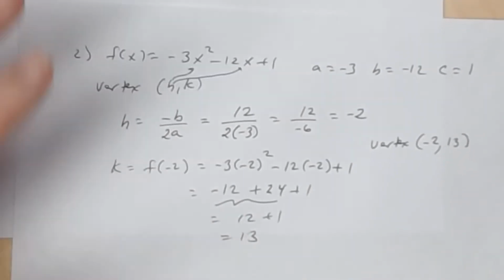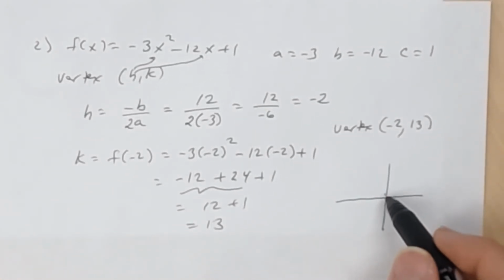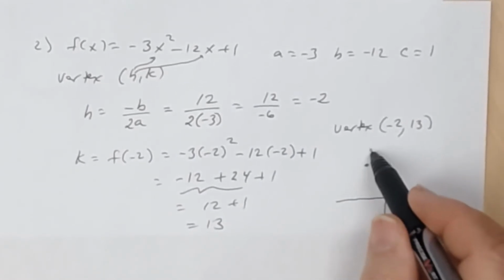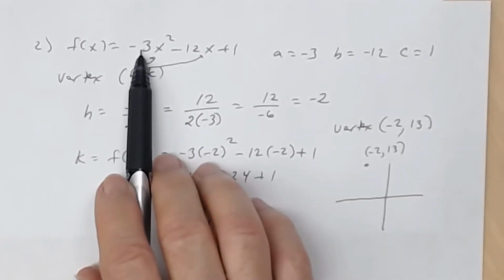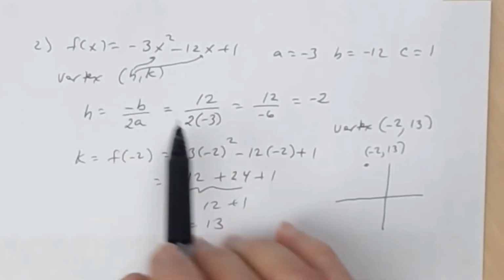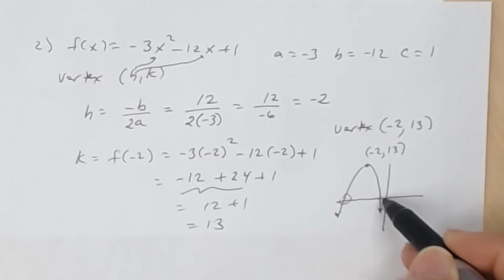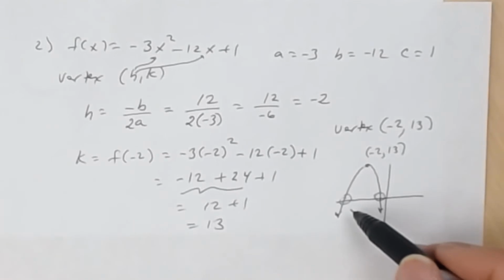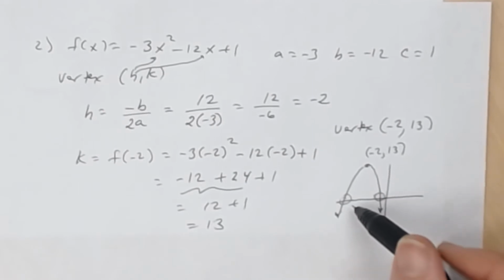Okay, now, in my mind, this is what I know. So let's think about this. So my vertex is negative 2, 13, which is up here. So it's in the second quadrant. Okay? Negative 2, 13. And since A is negative, does the graph open up or down? Well, if A is negative, the parabola opens down. And now notice, I have x-intercepts, so I'll be able to find them. I'll be able to find those x-intercepts.